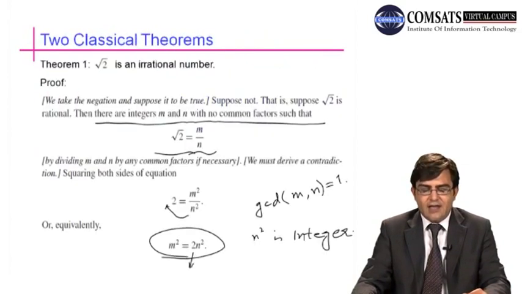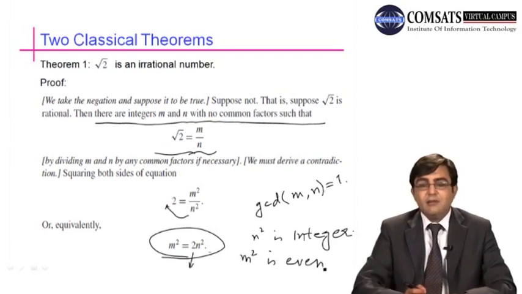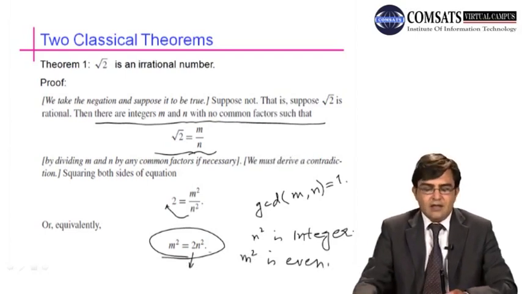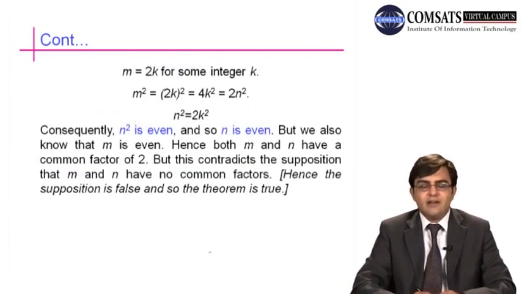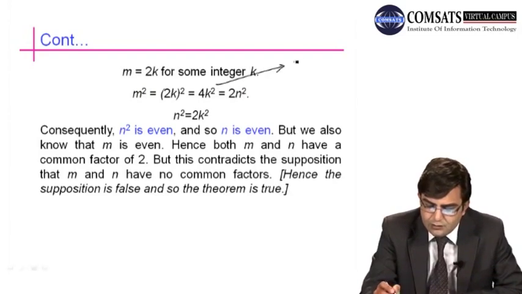So here, m square is even because m square is written as a multiple of 2 into some integer. By the previous theorem, m is also even. If m is even, then m can be written as 2 into some integer k, and if we take the square, m square is equal to 2k whole square, which is 4k square. The 4k square can be written as 2 into 2k square.